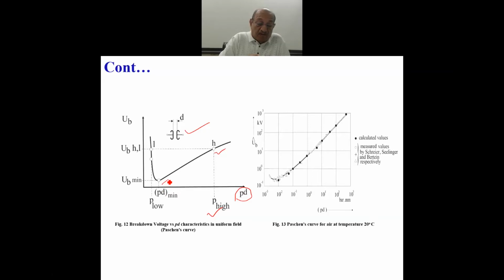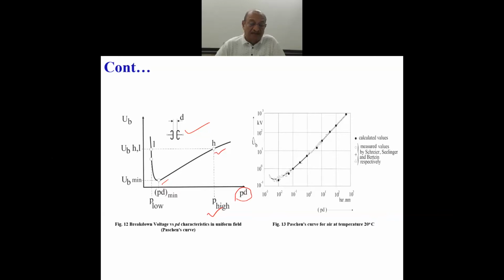And when you continue to reduce the pressure, you land in a vacuum situation. The air density goes down and vacuum is achieved. Once again, the breakdown voltage starts increasing. We all know that at high pressure, the breakdown strength of any gas is very high, and also the breakdown strength is high for very low pressure, that is in vacuum.